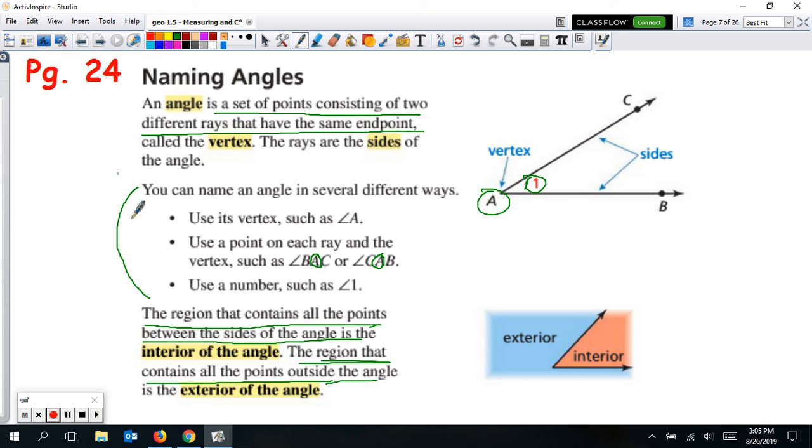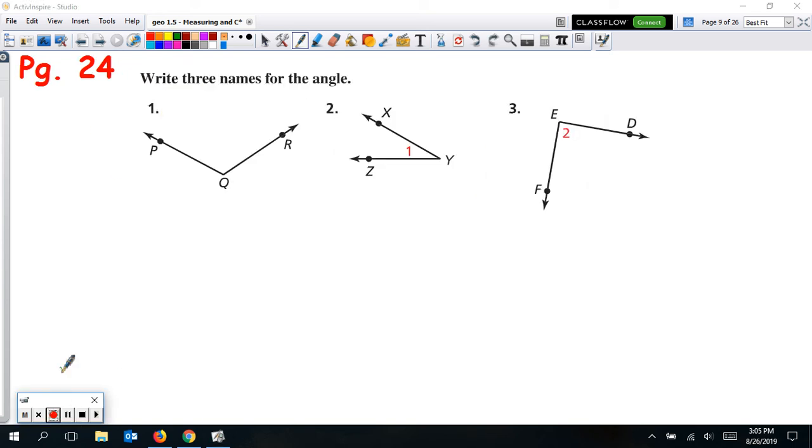Okay, so that's just your vocabulary there, at least the first 5 of them. That will take us into a couple things here that we want to put down. So right there on page 24, right below your vocabulary, go ahead and put 1 through 3. You can go ahead and draw these angles out, just sketch them real quick with PQR on number 1, XYZ on number 2, and DEF on 3.